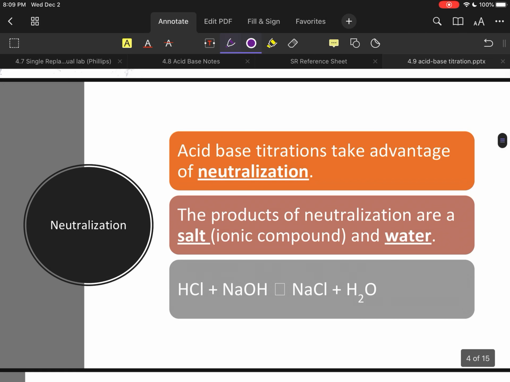So acid-base titrations take advantage of a concept called neutralization. Neutralization is just a reaction where you combine an acid and a base, and it produces a salt and water. And remember, when we say salt, we aren't necessarily only talking about NaCl, even though that's what we call table salt. A salt is any kind of compound that has a positive cation bonded to a negative anion. Usually it's a metal and a nonmetal.